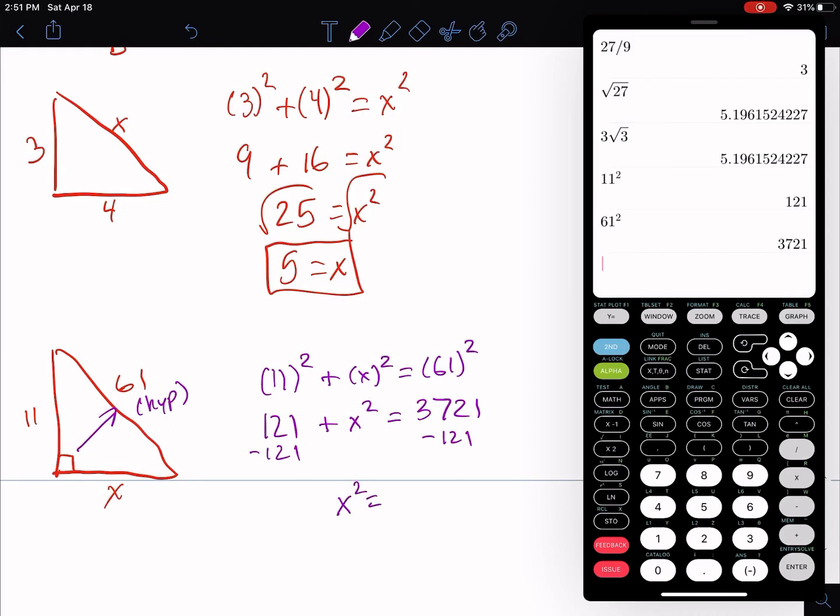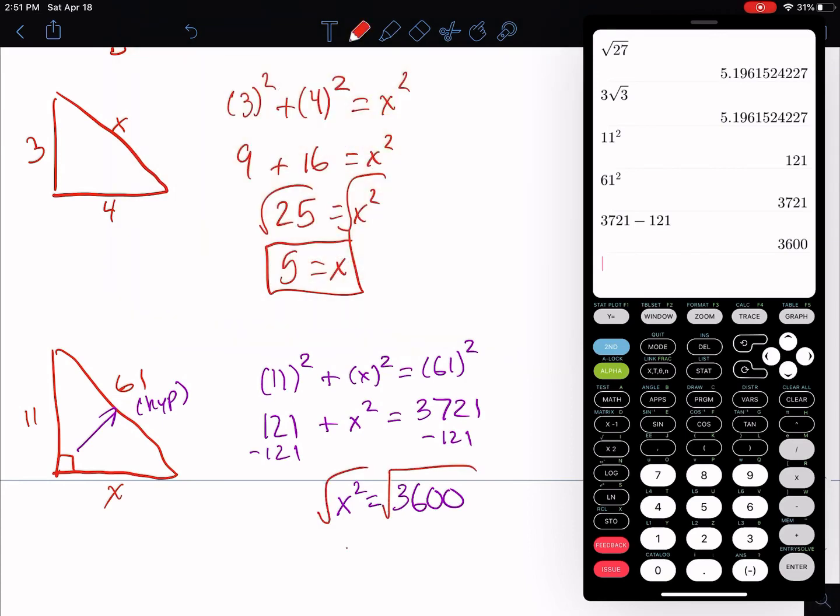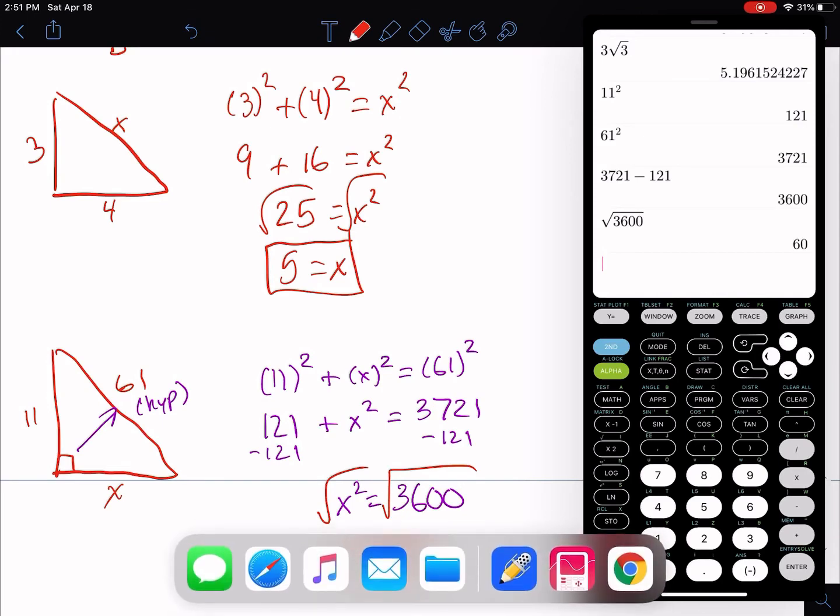And we get x squared equals 3721 minus 121, and we get 3600. Now, great. The first thing you gotta do, ladies and gentlemen, is check to see if it's a perfect square. Try it. If it doesn't work, it doesn't work. But if it works, the answer is just 60. Okay, so the answer is 60, and I can go to another question.